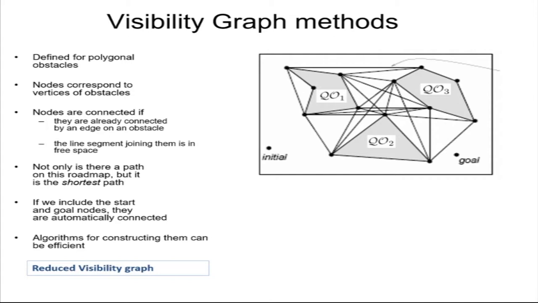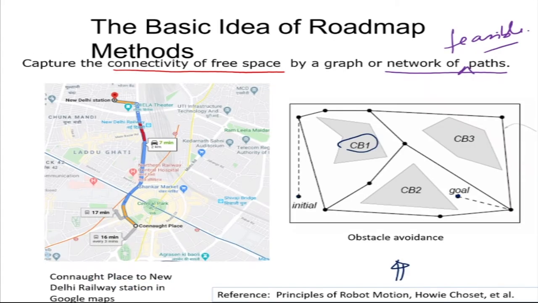Now, there are other methods also, like the visibility graph, which is also a roadmap method, in which we generate a set of pathways, and then we find the connection between the initial point and the network of paths, or the goal point and the network of paths. And then, as you can see here, there are multiple paths which can take the robot from the initial point to the goal point, and then we find which is the shortest length path, etc. Okay, so these are all called roadmap methods because they capture the connectivity of free space by a network of feasible paths. Okay, and then they basically find the path which will take it from the initial point to the goal point.